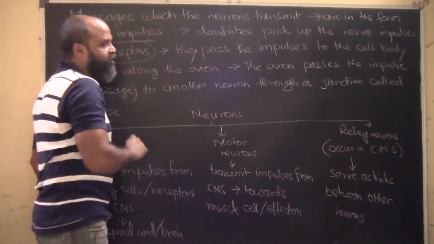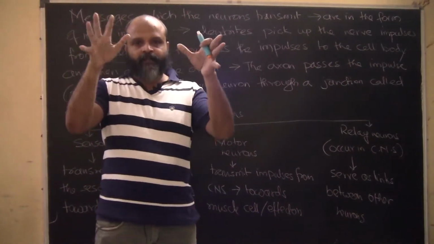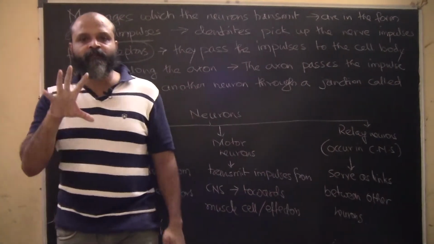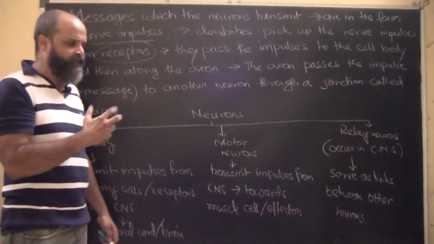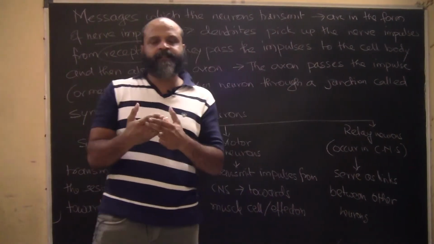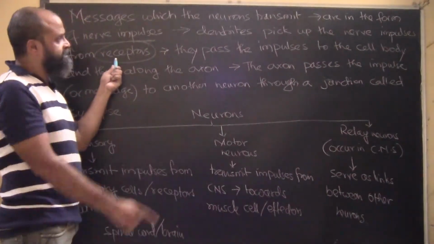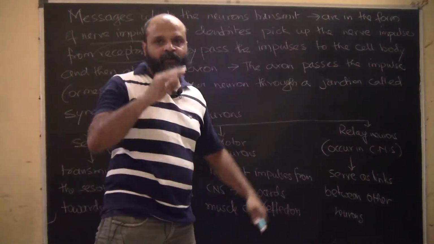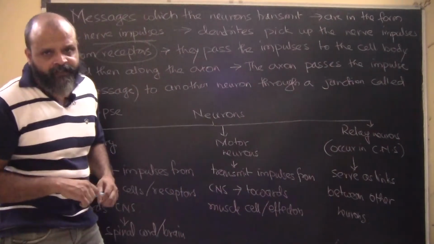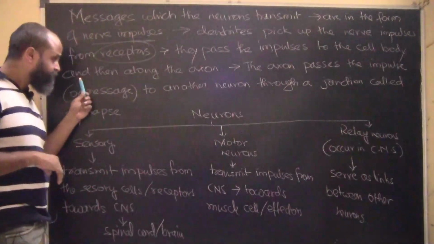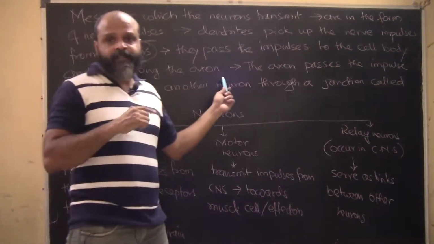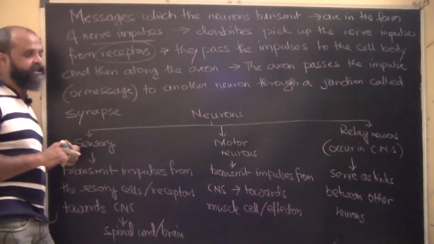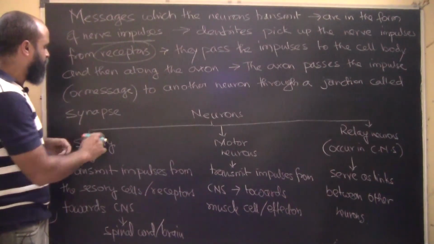As we know, the dendrites are the web-like structures around the cell body, or the cyton. So the dendrites are reaching the receptors. We have different types of receptors, like the skin is a receptor. The dendrites pick up the nerve impulses from the receptors and pass them in the form of electrical signals to the cell body and then along the axon. The axon passes the impulse or message to another neuron through a junction called a synapse.